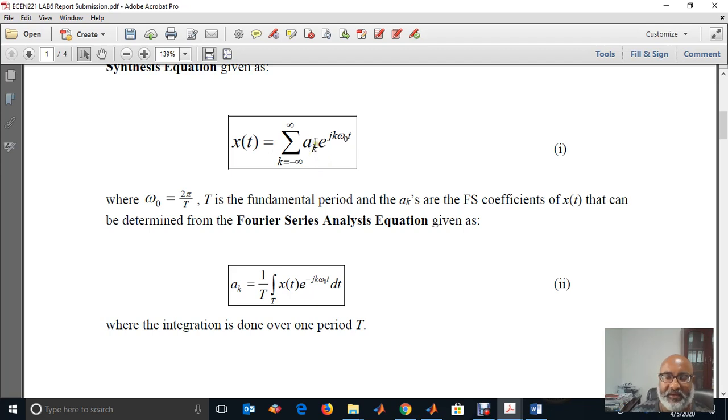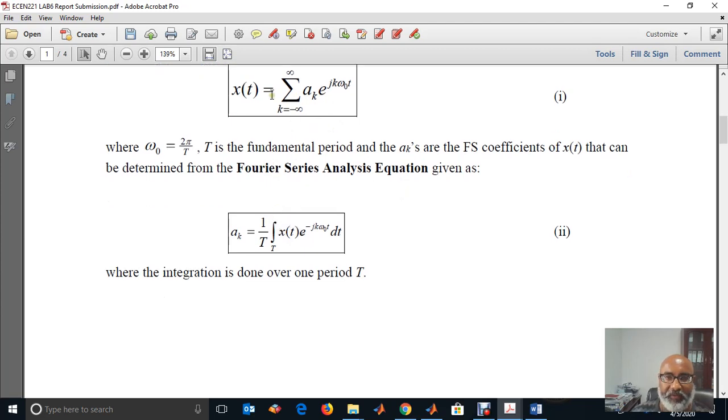The a_k are, in general, complex numbers, or they can be purely real numbers also, depending on the type of signal. If they are complex numbers, they will have magnitude and phase.